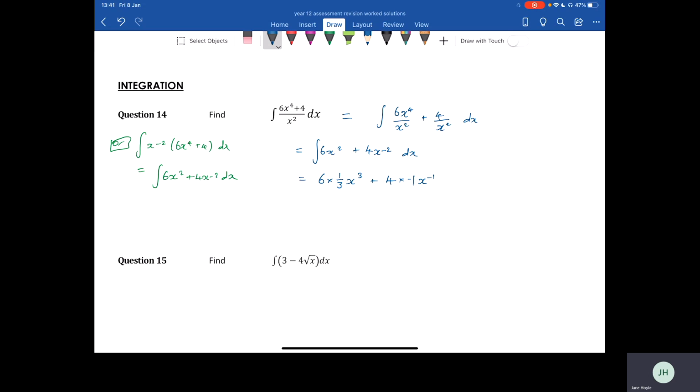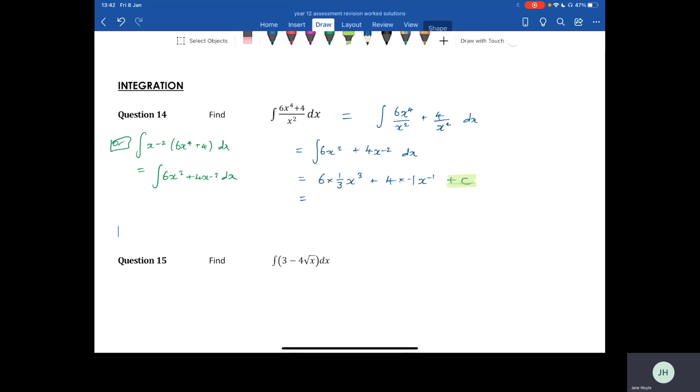Next bit, really, really important: plus c. If you don't write plus c, you will lose a mark. And it's such an easy thing to do. Why would you not put your plus c? You have to put the plus c there because there's a whole bunch of functions that we would differentiate to take us back. C could be anything. When we differentiate it, it will vanish, leading to this same original function.